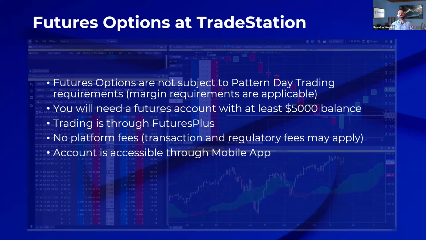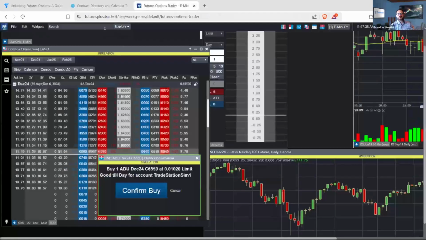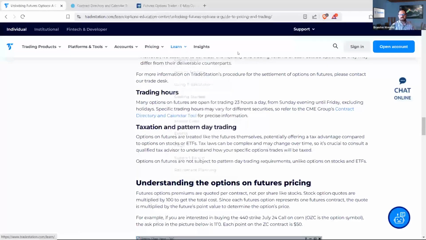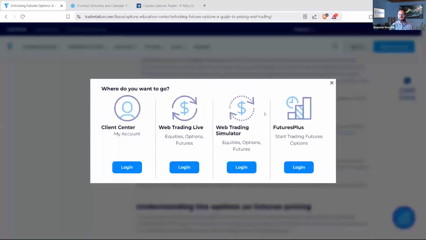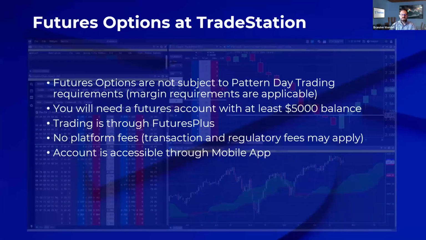In order to open an account using Futures Plus, you have to have a futures account with at least $5,000 equity balance. Okay. And instead of trading the options on futures through the normal TradeStation, actually, it's pretty easy to get to the program. This Futures Plus is a web-based program. All you do is go into TradeStation, click your sign in, and right there, Futures Plus login, once you have your approved account, that is. And it's a web-based platform. There's also a mobile version as well, which is kind of nice. So you can access it through your mobile app as well as through the desktop app or web browser.